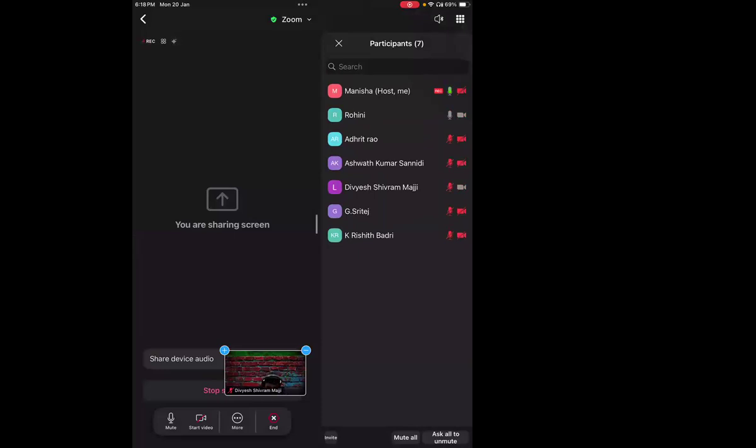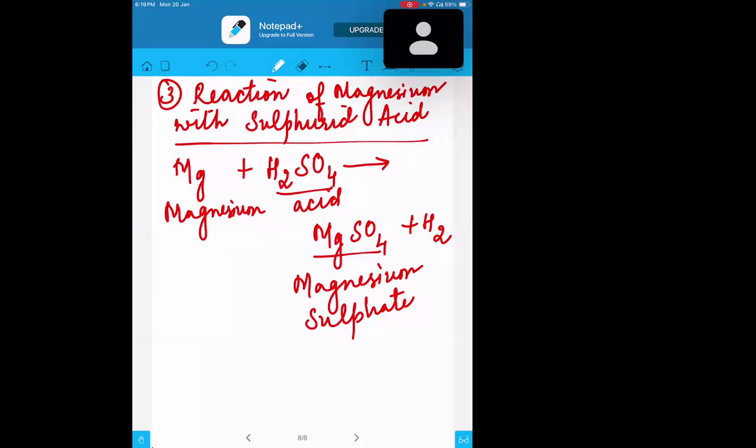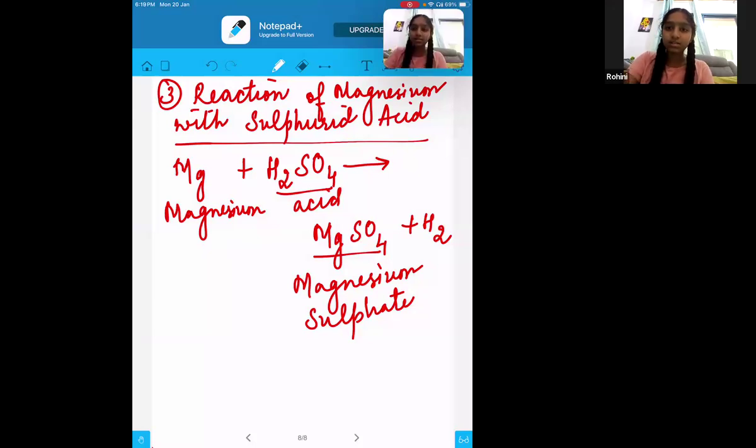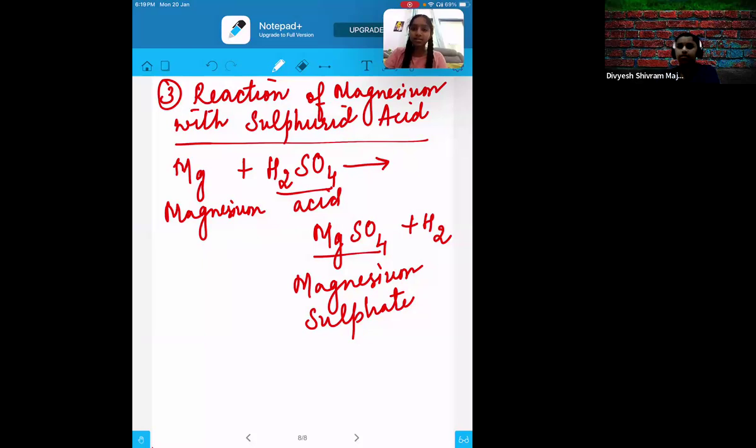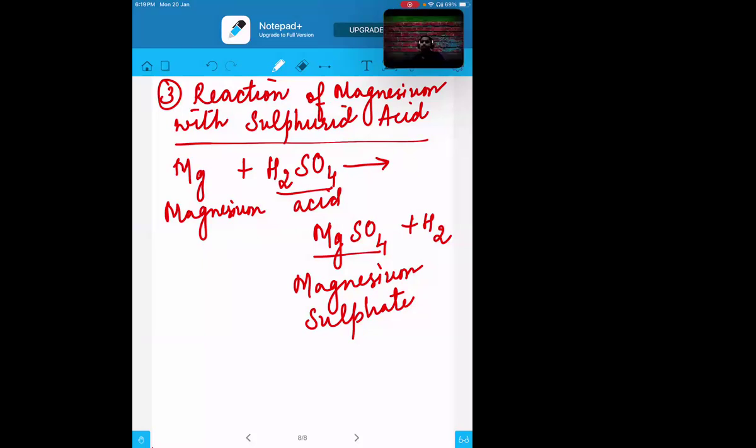Rishit. Okay. Ma'am, can you show on the screen whether it is balanced or not balanced? Ma'am, it is balanced. Kshitej, do you think it is balanced? Ma'am, it's balanced. Okay, Rishit. Adrit, do you think it is balanced? Yes, ma'am. How are you saying it is balanced? Ma'am, like here Mg plus H2SO4, if we combine Mg and SO4, we can add H2.